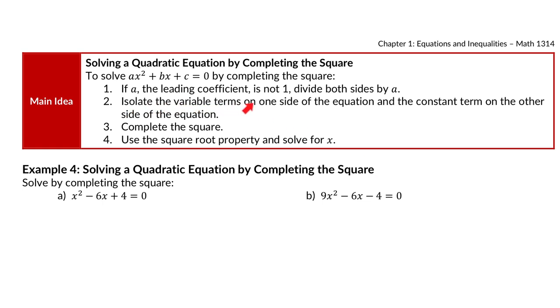Then we're going to isolate the variable terms on one side of the equation and the constant terms on the other side of the equation. We don't want it to be equal to 0. It needs to be equal to the constant. So we have 2 terms on the left side and the plain number on the right. Then we're going to complete the square, which means we are going to add whatever b divided by 2 squared is on both sides. Once we simplify a bit, we will be able to use the square root property to quickly solve for x.